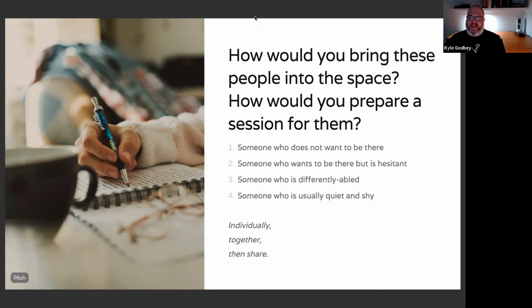But whenever I've had the option of this person who is dying to get in the door and this person who is reluctant, I take the reluctant person every single time. That's an interesting way of thinking about it.